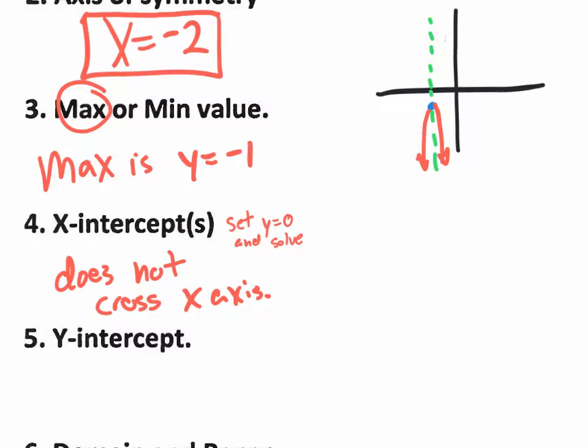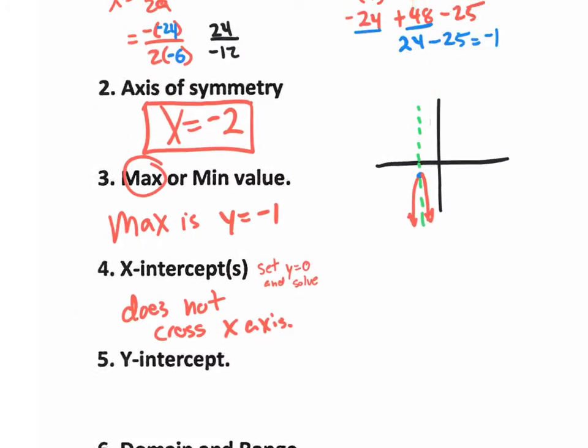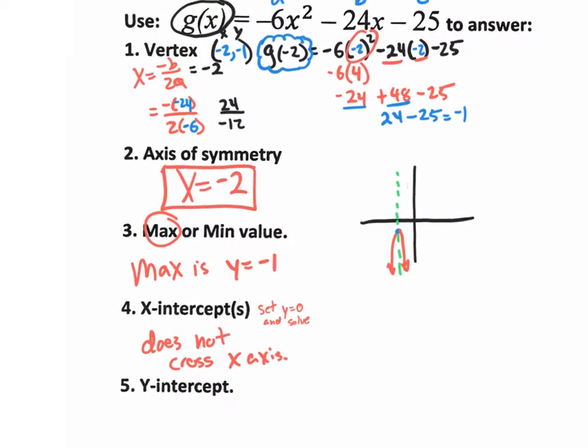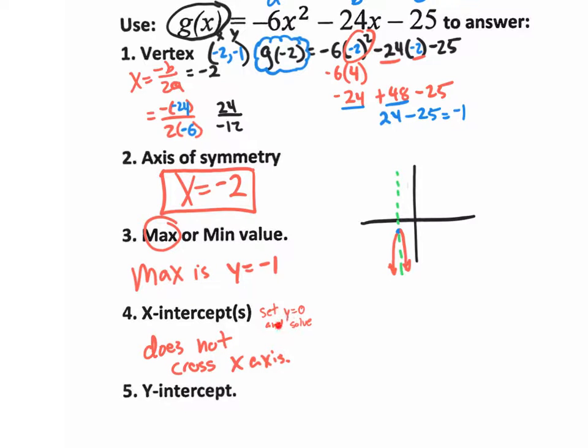Okay. But just for the record, if I did want to find the x-intercepts of a parabola that did cross, well, you would set y equal to 0 and solve. So that means set this whole thing equal to 0. So you'd have a function like this, negative 6x squared minus 24x minus 25. You would set that equal to 0 and you'd solve it. How would you solve that? By using the quadratic formula, right?